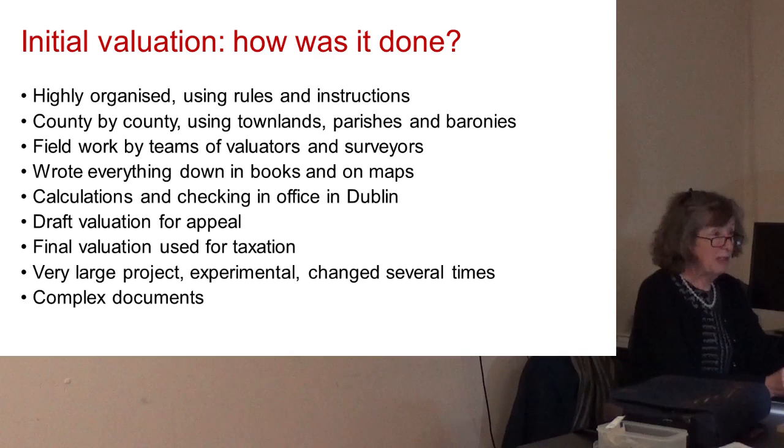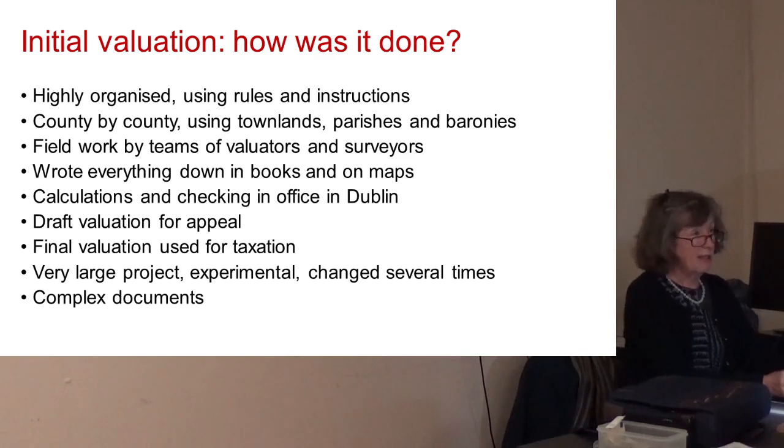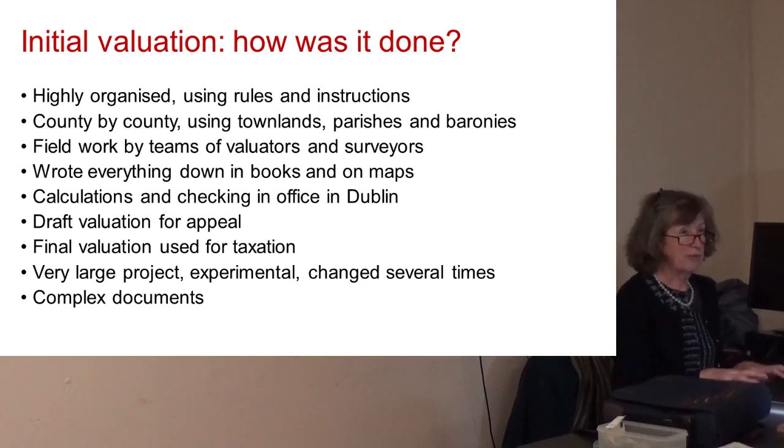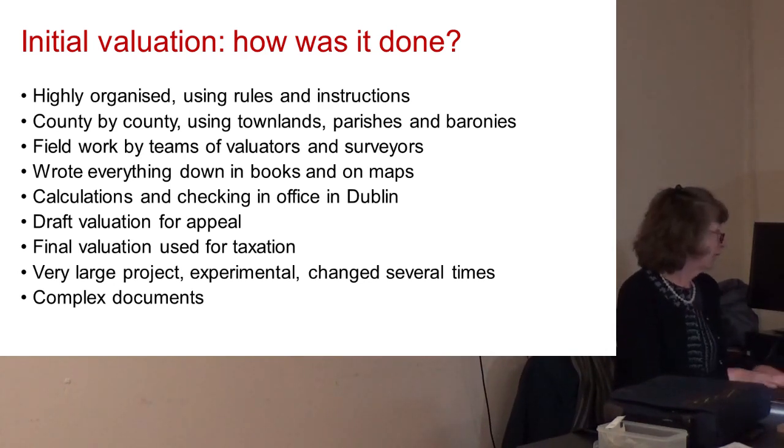Now this was a very large project, and because the ground kind of shifted under their feet while this was happening, they were changing the law on the franchise, on people who could be on the electoral register. The law changed during this period, and also the poor law came in 1838, and that created a major change. So things were happening in the background.